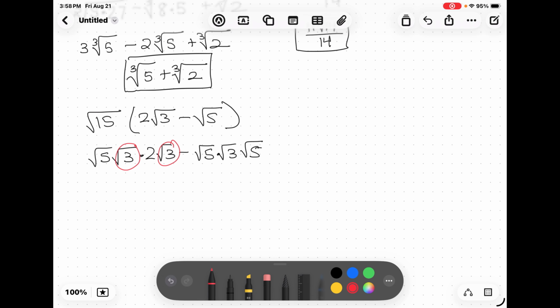3 times 2 is 6. And that gives us 6 rad 5. All of that is from this. That is 6 rad 5. Now I've got the minus. Rad 5 times rad 5 is 5. And that'll be rad 3. 5 rad 3. No like terms. Can go no further. That is that.